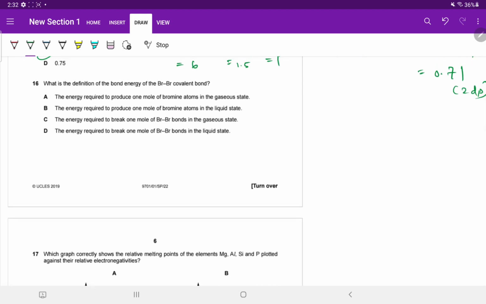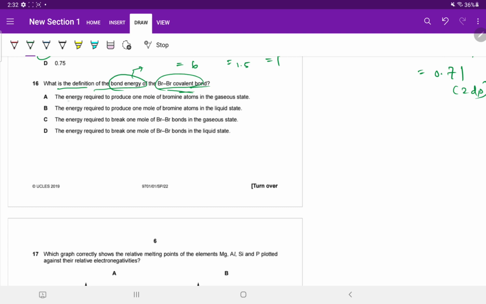Okay, next question number 16. It says, what is the definition of bond energy in Br-Br covalent bond? So we know bond energy is basically the energy which is required to break 1 mole of any kind of covalent bond in gaseous state. So between Br-Br covalent bond, it shall be the energy required to break the Br-Br bonds in gaseous state.